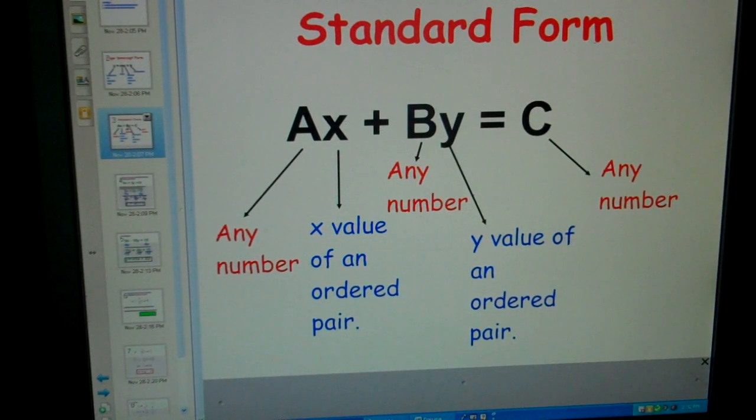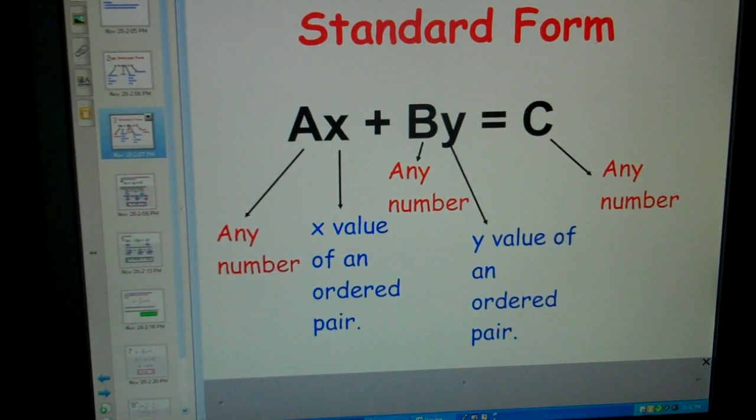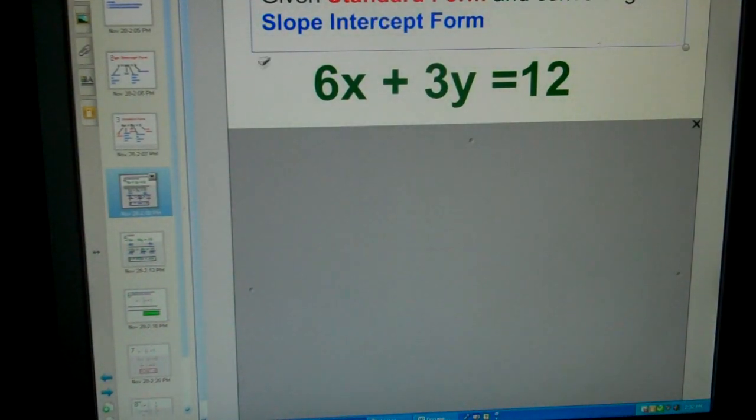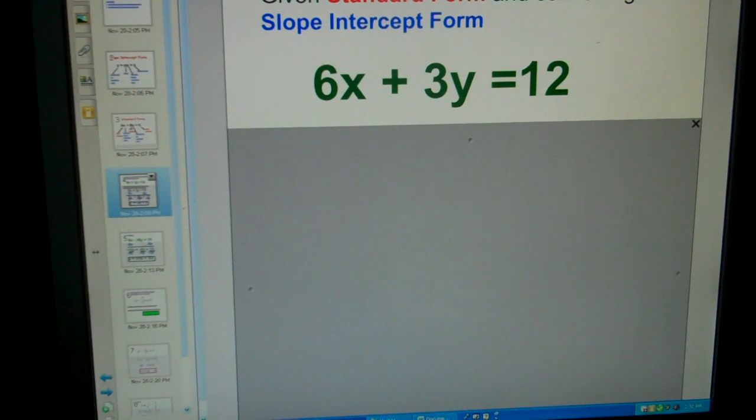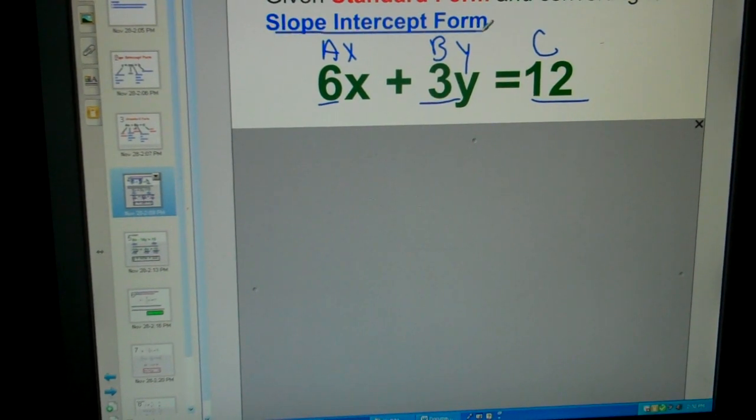Alright, so here we go. We're going to do some conversion. We're going to go from slope-intercept form to standard form and standard form to slope-intercept. The first one's first. Given standard form and converting to slope-intercept form. So again, this is standard form. We have here our Ax plus By is equal to C. They're all different numbers, okay? We want to convert this to slope-intercept form. Now you know slope-intercept form does not look like this. It looks like something else, okay?